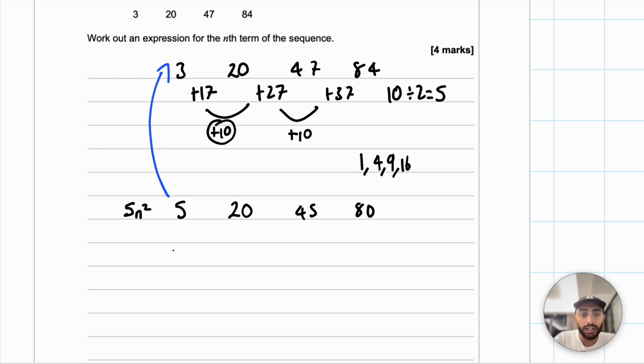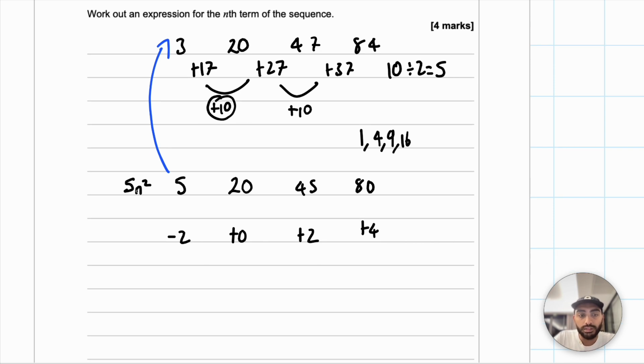So from 5 to get to 3, we've taken away 2. From 20 to get to 20, we've added 0. From 45 to 47, we've added 2, and then that one is add 4. So here we have a linear nth term sequence, so we need to find out what that is and combine it with that one. This sequence is going up in 2s, so that would be 2n, and I write out my 2 times table. And how has the 2n sequence differed from the original sequence here? So here we've taken away 4, here we've taken away 4, here we've taken away 4. So it's always 2n take away 4.